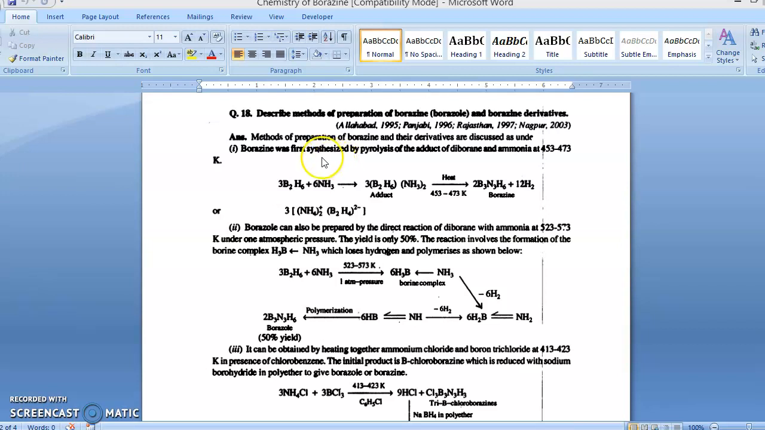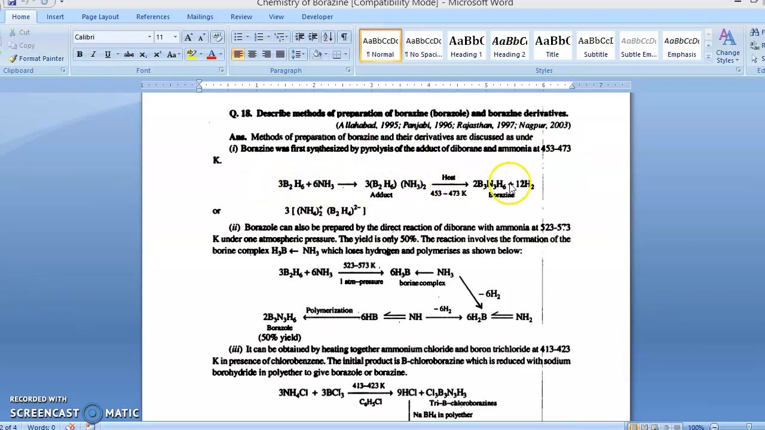Now, how can we prepare Borazine compound? So Borazine is basically prepared by three different methods. Now, in the first method, Borazine is synthesized by the pyrolysis of the adduct of diborane and ammonia at 453 to 473 Kelvin temperature.